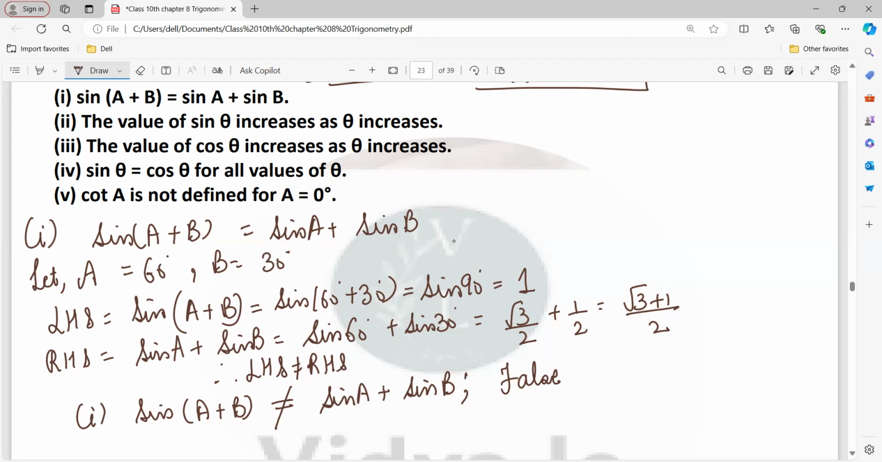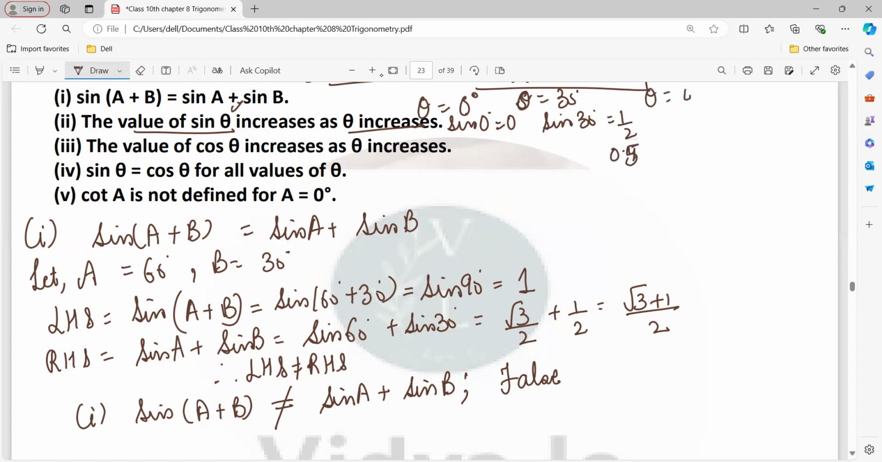Wonderful. Now, in the second part, we have that the value of sine theta increases as theta increases. So, we need to check whether the value of sine theta increases with the increase in the value of theta or not. First of all, let's take theta equals 0 degrees and find sine 0, which is 0. If I take theta equals 30 degrees, sine 30 is 1 by 2, which is 0.5.